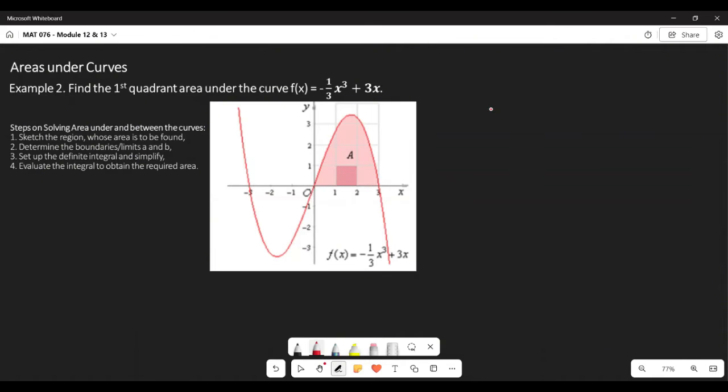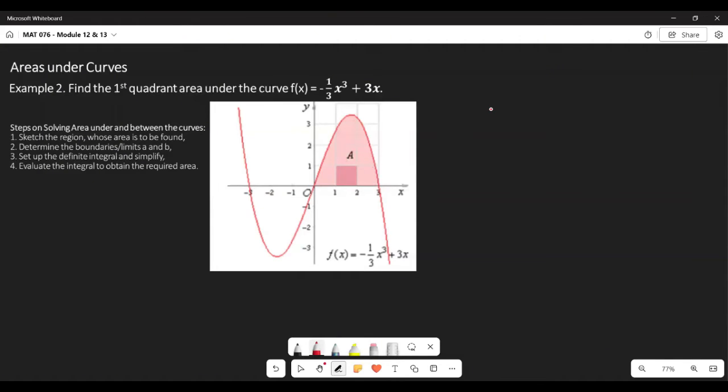So anyway, pinapahanap sa atin yung first quadrant area ng ating curve. So dumaan siya sa 0, 0 or sa origin ng ating coordinate plane. So meaning magkakaroon talaga tayo ng area in this portion saka dito sa baba. But since ni-require lang ng problem is itong portion na to, ito lang yung isosolve natin.